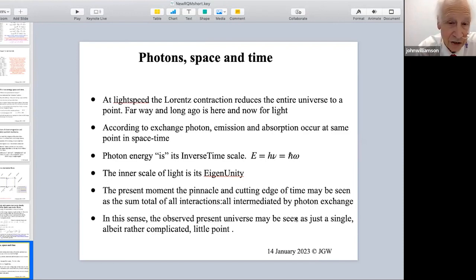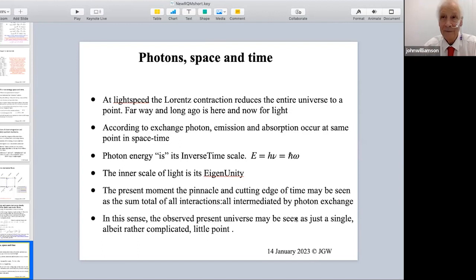So the photon energy is its inverse time scale, E is h nu, is h bar omega. And this inner scale of light is its eigenunity. Now, those of you who speak German know that eigenunity just means own unity. Eigen just means own. Its own eigenvector is its own vector. Eigenvalue is its own value. Eigenunity is its own unity.